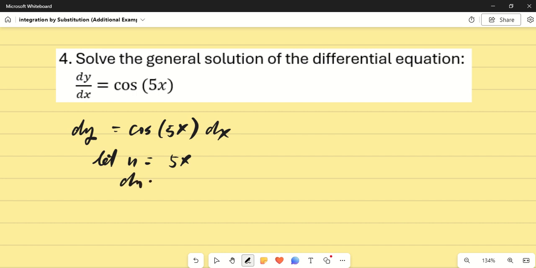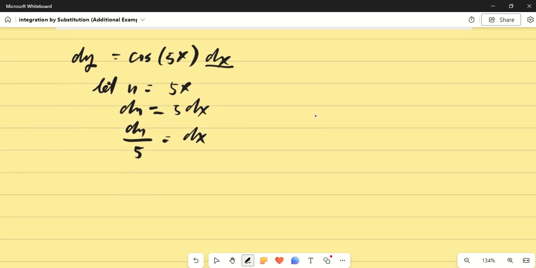Then we need to get the derivative of u. This is 5 dx. Okay, and again, here in our given, you can only find dx. So next thing that we need to do is to divide both sides of the equation by 5. So you can have here du all over 5, and this is equal to your dx. So after that, again, we write dy is equal to cosine of u, and then we replace your dx with du all over 5. So this is du all over 5.